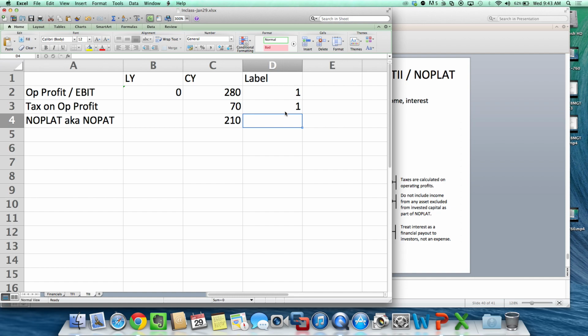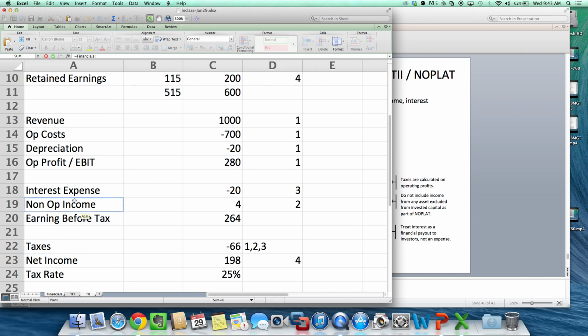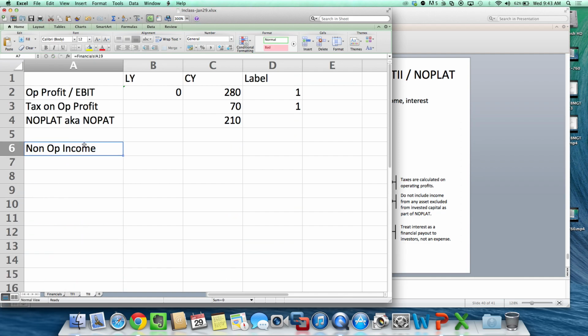Note, the 70 is not the taxes I paid. I paid 66 in taxes as a company. But I'm saying I'd pay 70 in taxes if I just reported 280 in operating profit. Does everybody see that? All right. Now, that's my only one. Do I have any twos on my income statement? And the answer is yes. I have non-operating income of $4 million.